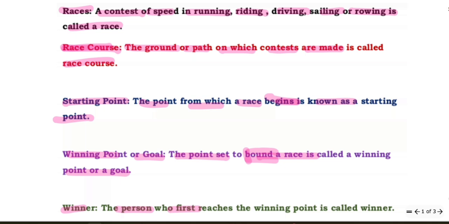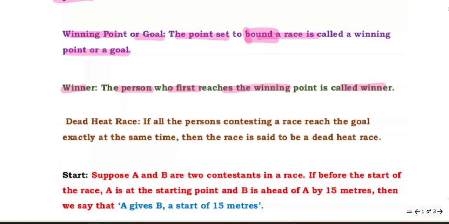Winner: the person who first reaches the winning point is called a winner. Of course, whoever reaches the goal first is said to be the winner. Dead heat race: if all the persons contesting a race reach the goal exactly at the same point, then the race is said to be a dead heat race. We rarely come across this situation, but if two or more persons reach the goal at the same time, exactly at the same point, that is said to be a dead heat race.